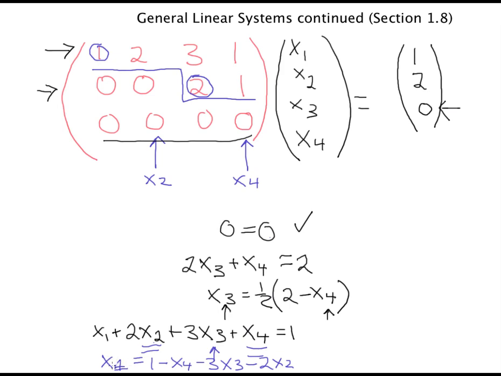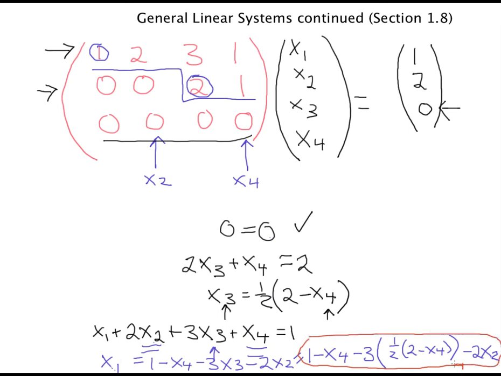And let me make this a 1. That's my x1. And on the right-hand side, I'm only allowed to have free variables. So I need to replace this x3. So what I get is 1 minus x4 minus 3 times 1/2 (2 minus x4) minus 2x2. And that's the general solution. There's the general solution. So let's just stare at this for a minute.